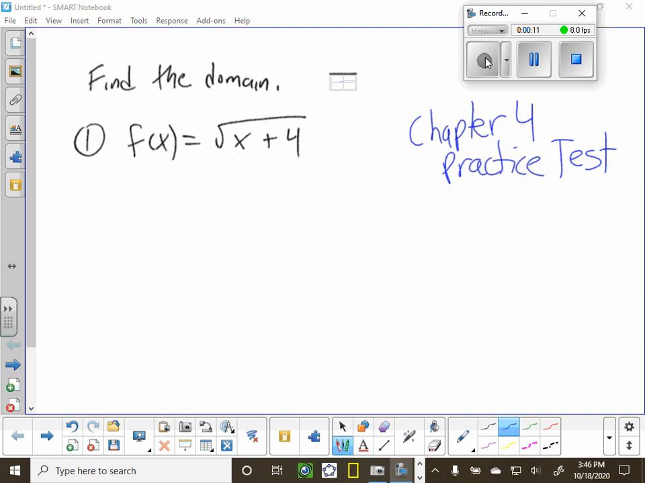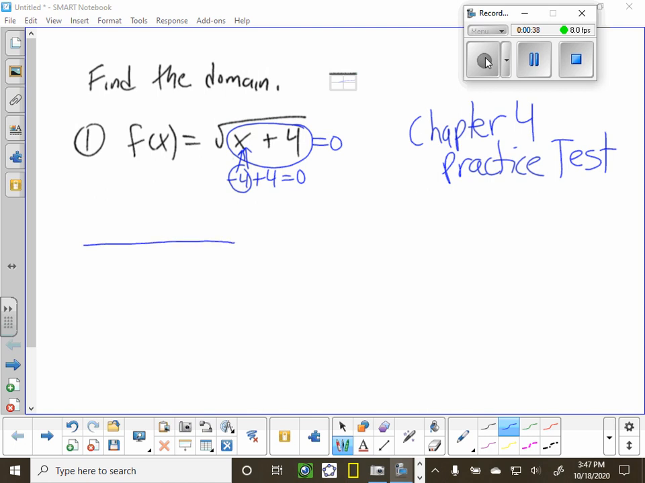Domain is the x value, so we want to know what x values work in this function. Since it's a square root, we know that we're not allowed to take the square root of a negative number. So what I need to know is when the inside of this function is equal to 0, and that'll be the last number that I can use. So quickly I figure out that negative 4 plus 4 is equal to 0. So negative 4 going into the function would make it 0, and I can take the square root of 0.